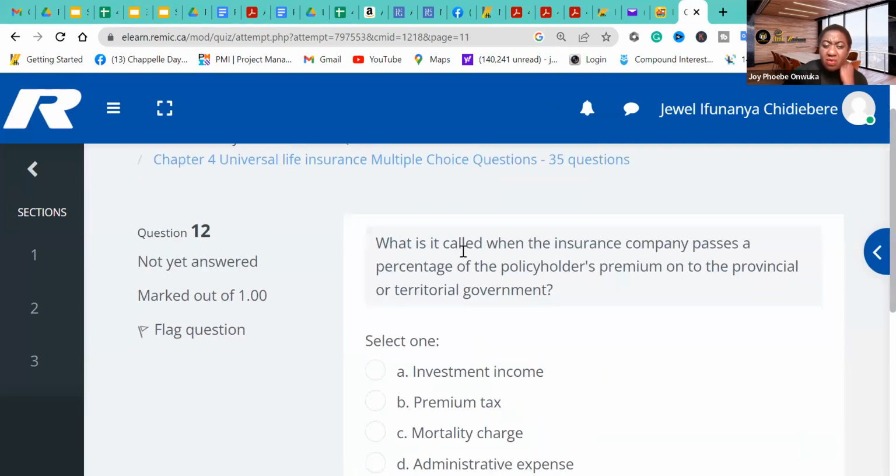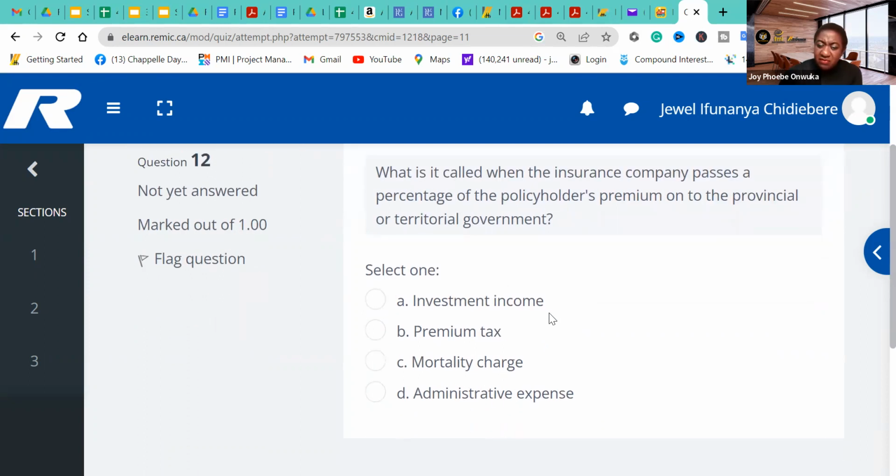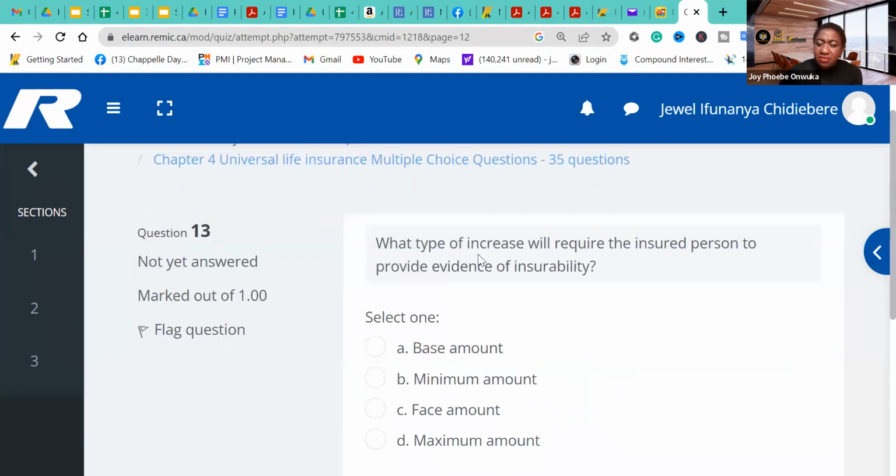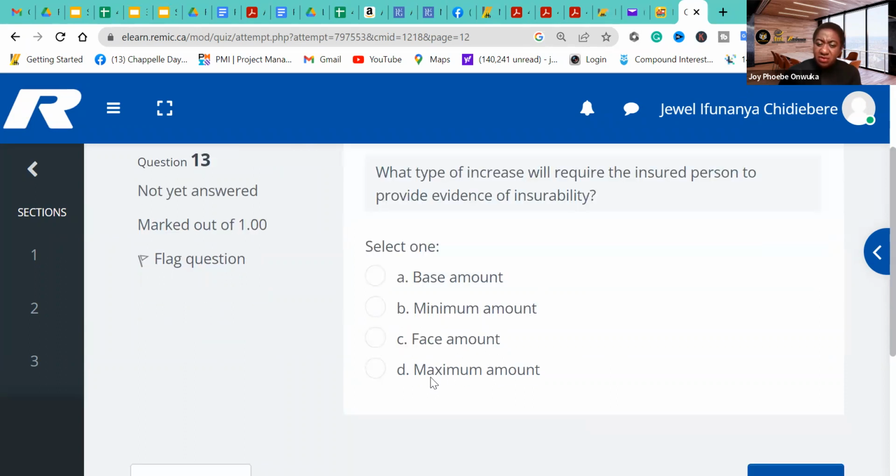Okay. What is it called when the insurance company passes a percentage of the policyholder's premium on to the provincial or territory government? Investment income, premium tax, mortality charge, and it is a premium tax. Okay. What type of increase will require the insured person to provide evidence of insurability? Base amount, minimum amount, face amount, maximum amount. It is face amount. Okay.